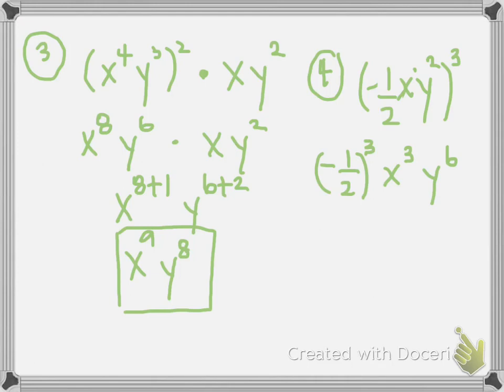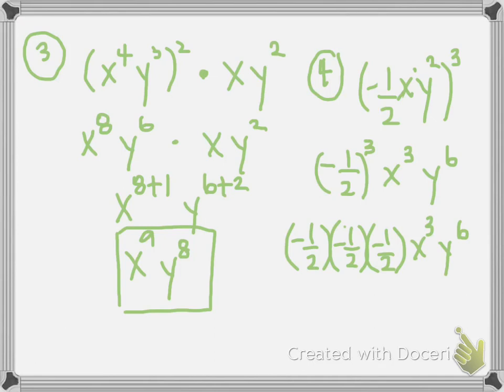So negative 1/2 cubed would be negative 1/2 times negative 1/2 times negative 1/2. Okay, so when you multiply that, that's going to be a negative 1 over 8 x cubed y to the 6th. Okay.